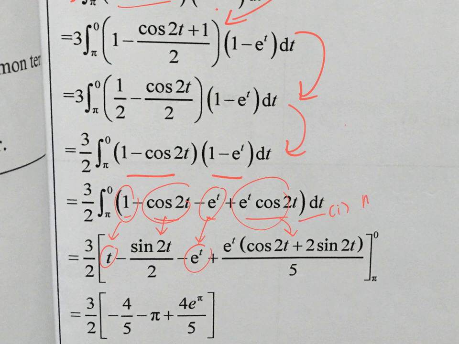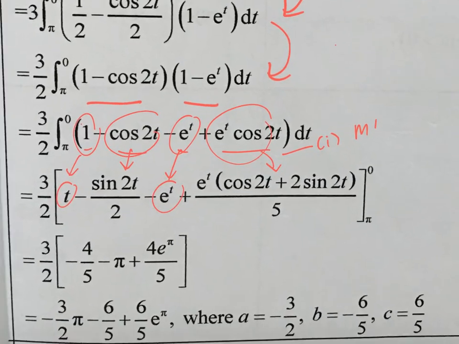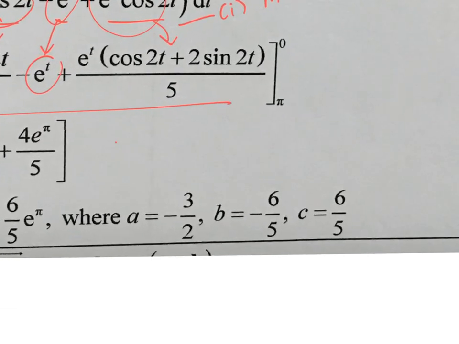So this actually earns you 1 mark, if you use the result from part 1. Using the double angle also gathers you another mark. And earlier on, if you are able to find the correct integral, this also gives you another mark. So back to this portion. Solving this, if all goes well, your answer should turn out to be a equals negative 3/2, b equals negative 6/5, and c equals 6/5.